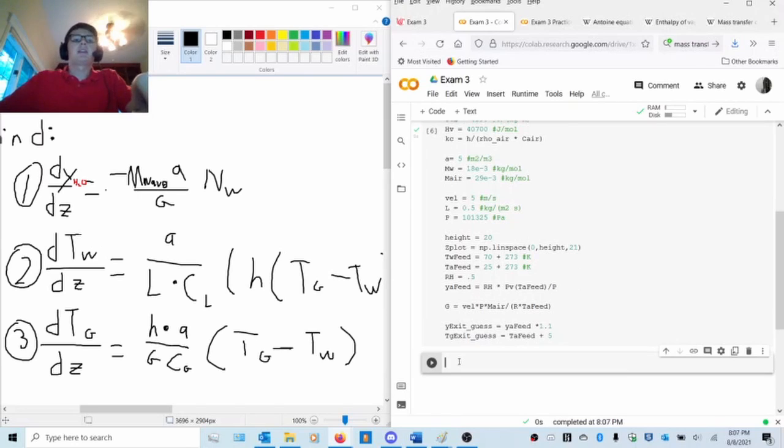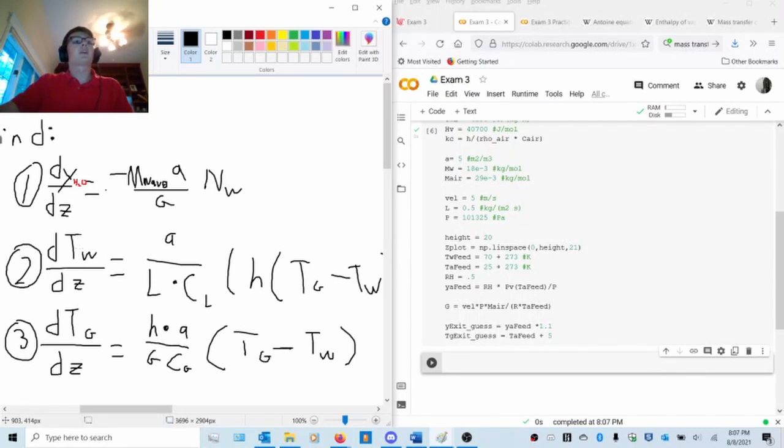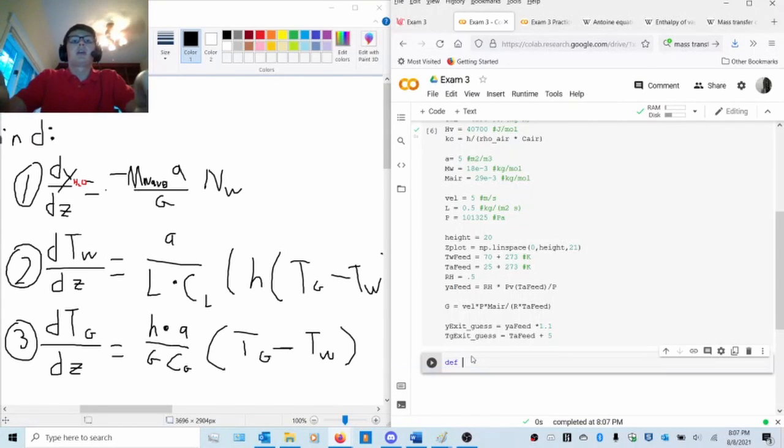So with that all good, we can go ahead and define a function. You see how we have these three functions over here and they're all relative to dz? Well, we can define one function with three parameters: one is the change in mole fraction, one's the change in water temperature, one's the change in gas temperature. So that's how we're going to do this. We'll define the function and call it dy, dTg, and dTw.